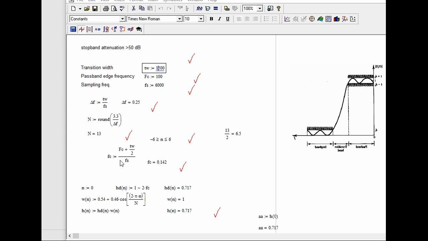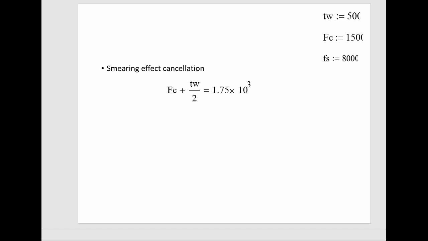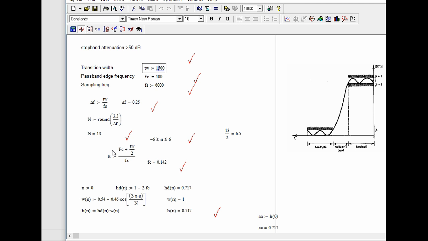The next thing we're going to look at is how to calculate the cutoff frequency. So the cutoff is what we want, but we need it as a relationship of my sample frequency, and there's a little bit of a formula there. That thing is called the smearing effect. So the smearing effect is your cutoff frequency plus your transition width divided by 2. So this is just a smearing effect. Again, don't worry about the theory for now, just do the formula.